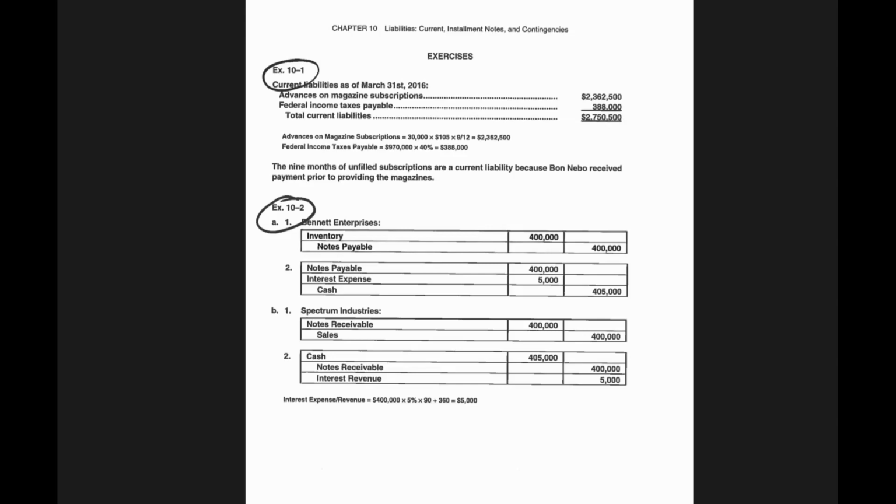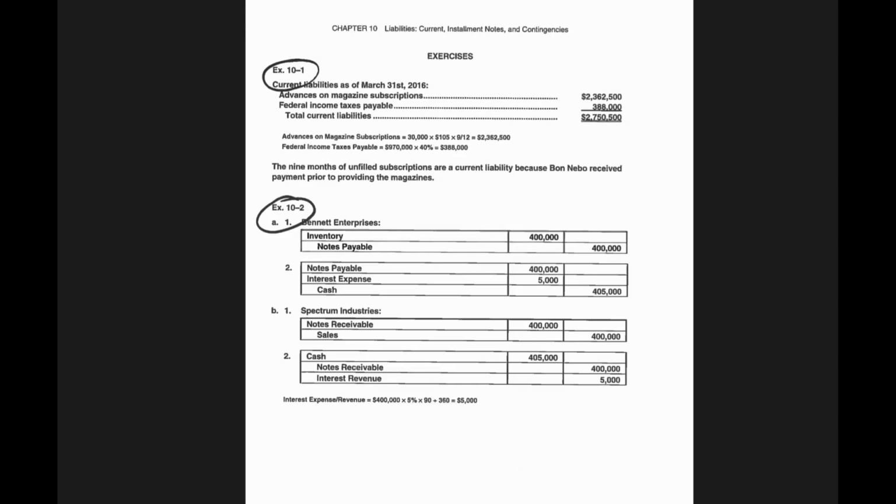The rate is 40%. And the payments will be made in April. Prepare the current liabilities section. Okay, so what's key to know here, it says prepare the current liabilities section on March 31st. So we've got 3 months that have expired.